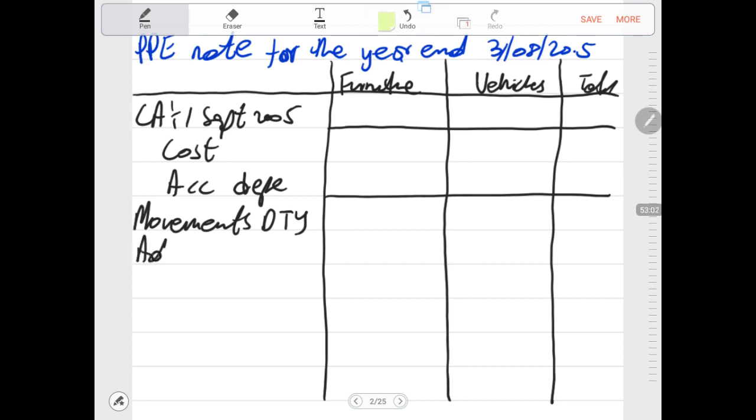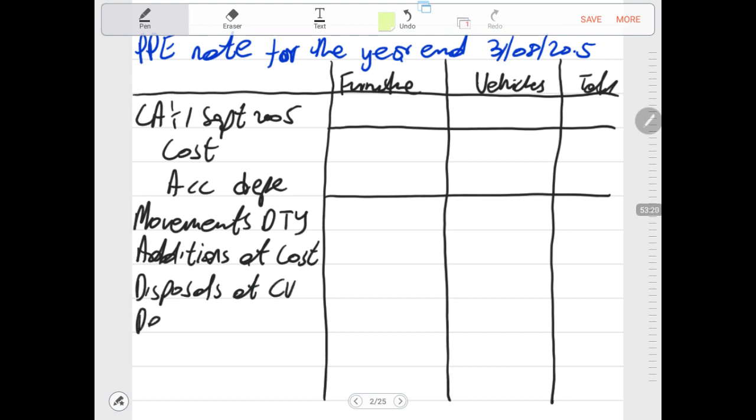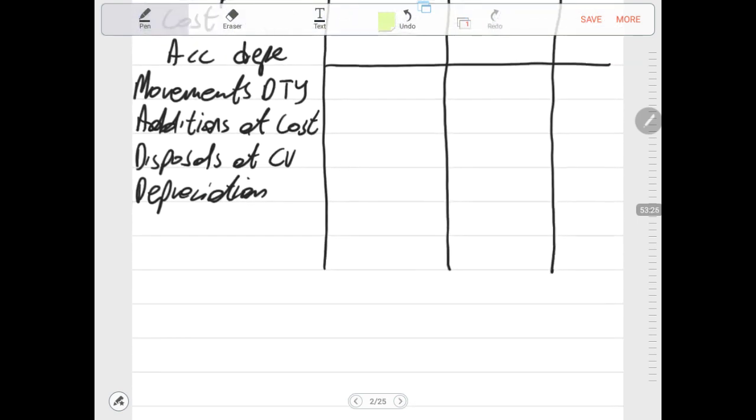Then we have additions at cost. Additions at cost, it is the asset that you bought, the cost of the asset that you bought. Then after we have disposals at carrying value. Then after we have depreciation for the current year. Then after we have carrying amount at the end of the year, 31st of August 2005. We have the cost at the end of the year and accumulated depreciation at the end of the year.